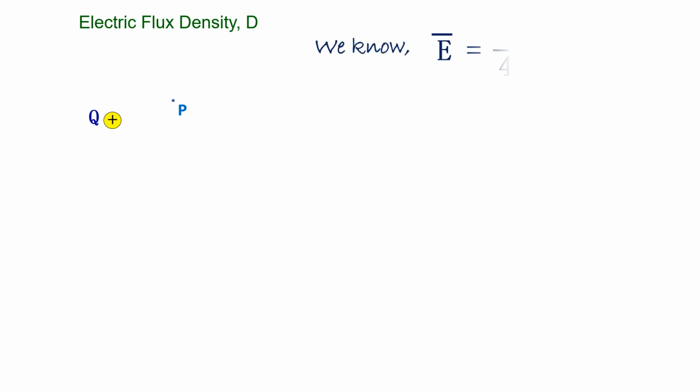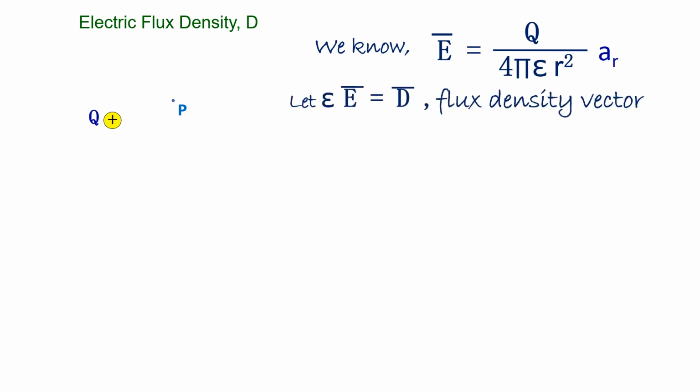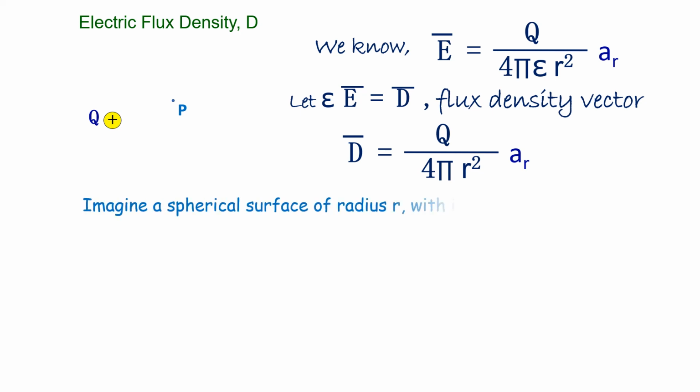We know the electric field intensity E at a point P due to a point charge Q as Q divided by 4 pi epsilon R square. If you let epsilon E bar as D bar and call it the flux density vector, D bar would become Q divided by 4 pi R square AR bar.